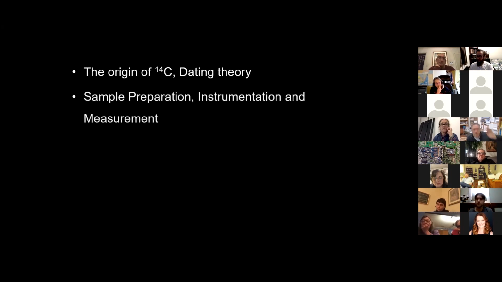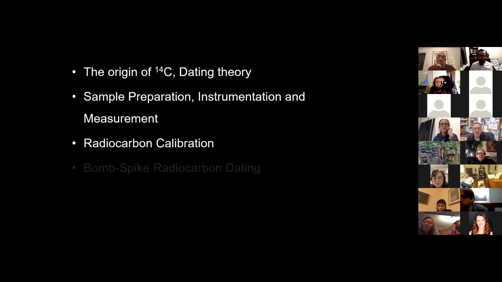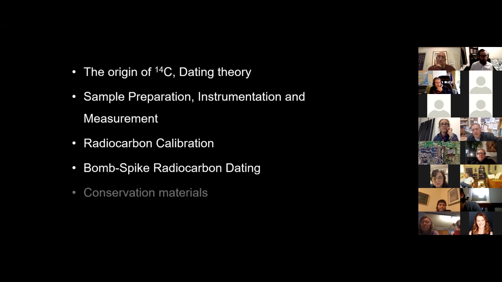So I'm going to talk about the origin of C-14 dating and dating theory, then try to give you a picture of the nitty-gritty of sample preparation, instrumentation, and the process of measurement. We're going to talk about radiocarbon calibration, which is, to me, one of the most amazing aspects of the method. There's a variation called bomb spike radiocarbon dating, which works in the last half century at very high resolution. And then I'm going to talk about conservation materials and radiocarbon dating. So let's see how it goes.